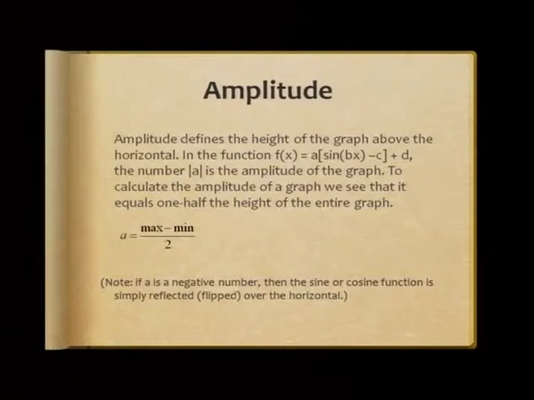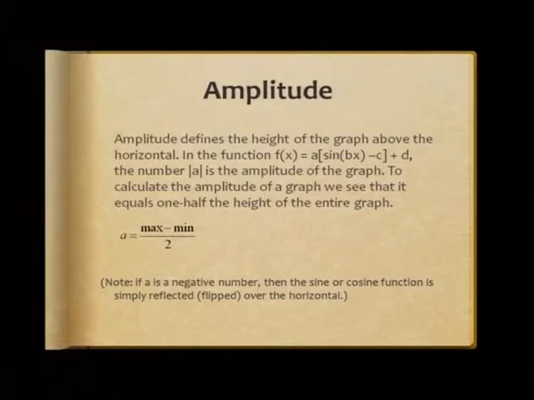I tend to like to think of the maximum part. So in the function f of x equals a sine of bx minus c plus d, this is what we call a sinusoidal function. In this function, that number a in front of sine or cosine is going to be the amplitude. You take the absolute value of that number a and you've got your height. To calculate it, and we'll see this in just a second, we can take the maximum height minus the minimum height, and divide it in half, because that's where that line is going to fall.